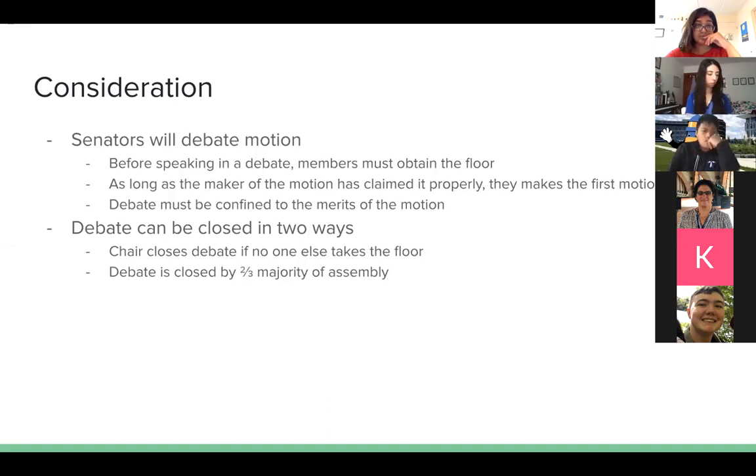And the debate can be closed in one of two ways. Either if no one has taken the floor, the chair can just close it, or if someone decides to move to a vote and two-thirds of the assembly decide to do so, then the debate will be closed that way.